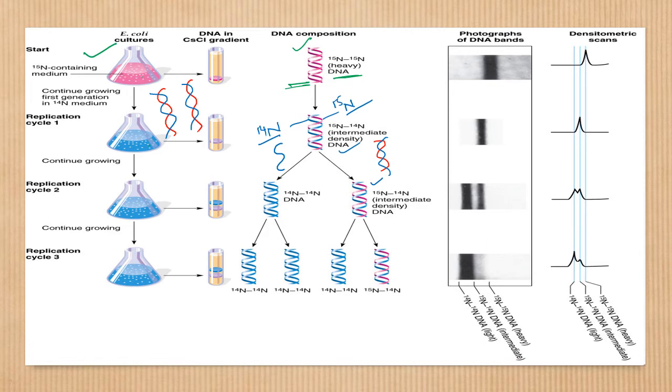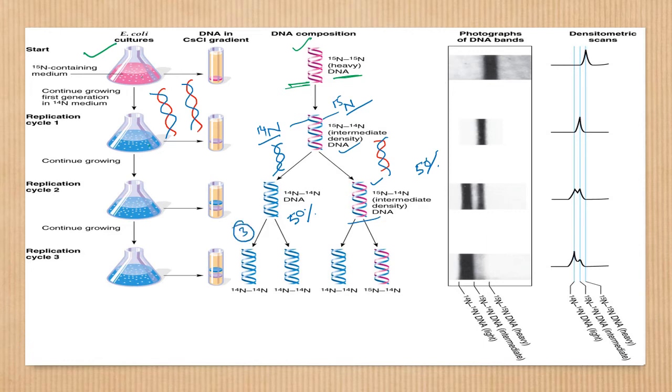But here it is normal. This is light nitrogen N14, and the medium is also considered N14. So both strands have N14. So in the second generation, 50% is hybrid DNA, that means one strand with the heavy nitrogen isotope and another strand with light nitrogen, whereas 50% of DNA molecules are with N14.